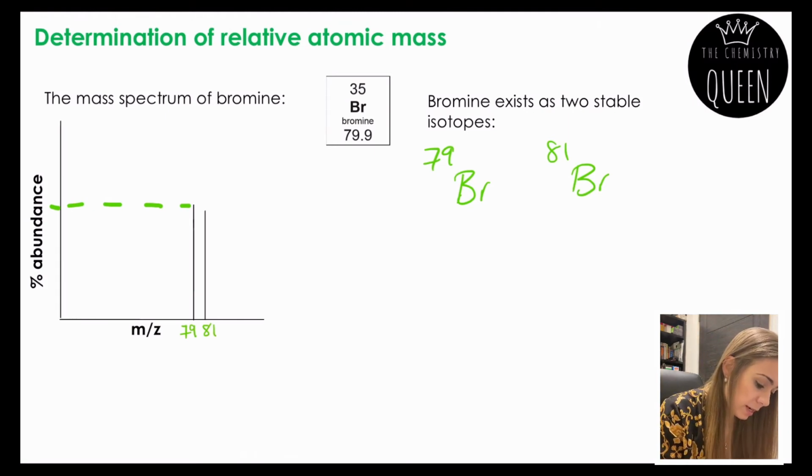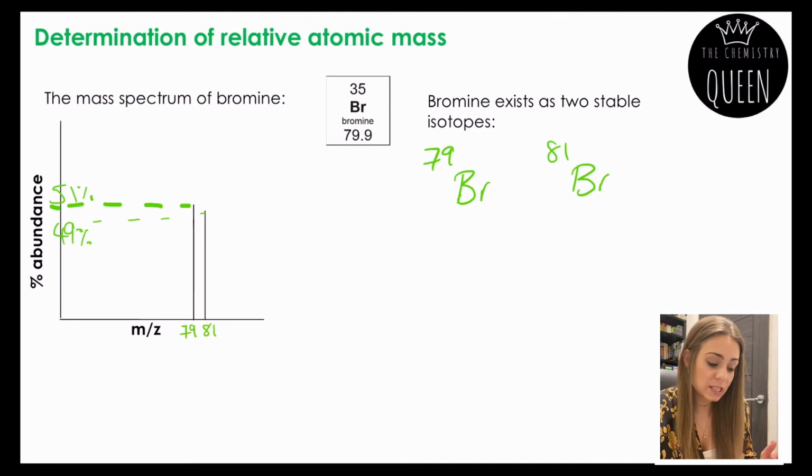Obviously this is a rough sketch, but if this was a real spectrum, we would see that the 79 was roughly at 51%, and the 81 is just below at 49% in terms of their percentage abundance. So there are slightly more atoms with a mass of 79 compared to the isotopes that have a mass of 81.